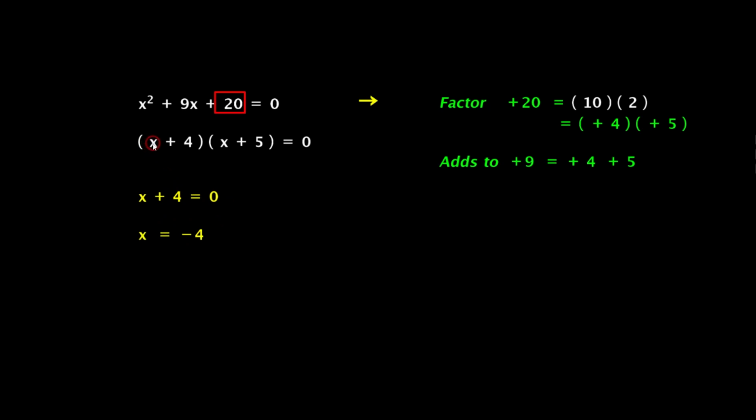If I plug in negative 4, that will be 0. That makes everything 0. And when x plus 5 equals 0, we move the 5 to the other side. Positive 5 becomes negative 5. So these are the two values of x that make the quadratic equation 0. If we plug in these values and check the equation, the left side would be 0, with x equals negative 4 and x equals negative 5.